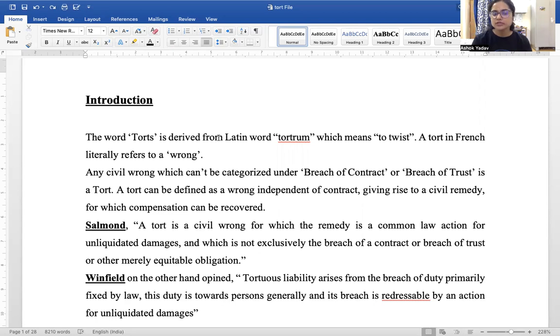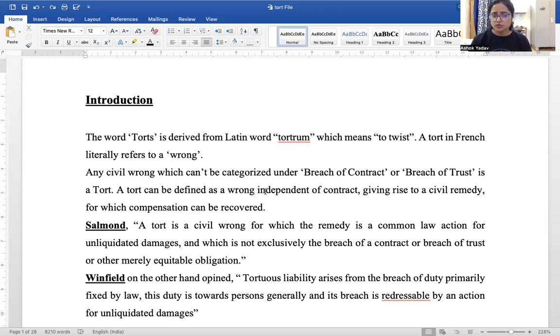Actually, the word tort is derived from the Latin term tortum, which means to twist. A tort in French literally refers to a wrong. So the word tort is derived from the Latin term meaning twist, and in the French language, it basically refers to a wrong. Any civil wrong which can't be categorized under breach of contract or breach of trust is a tort.